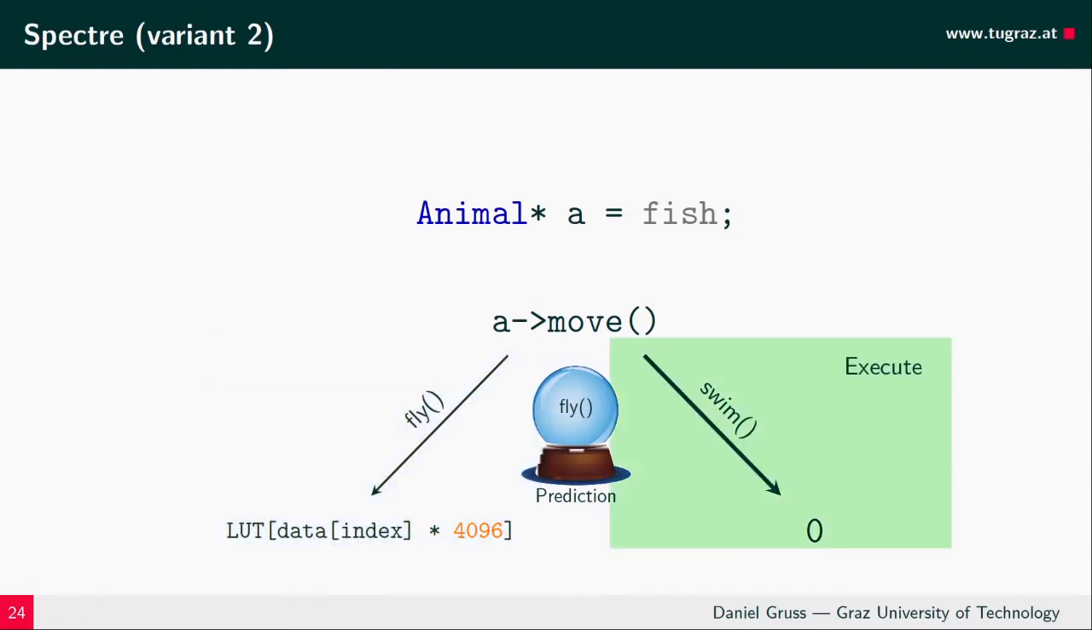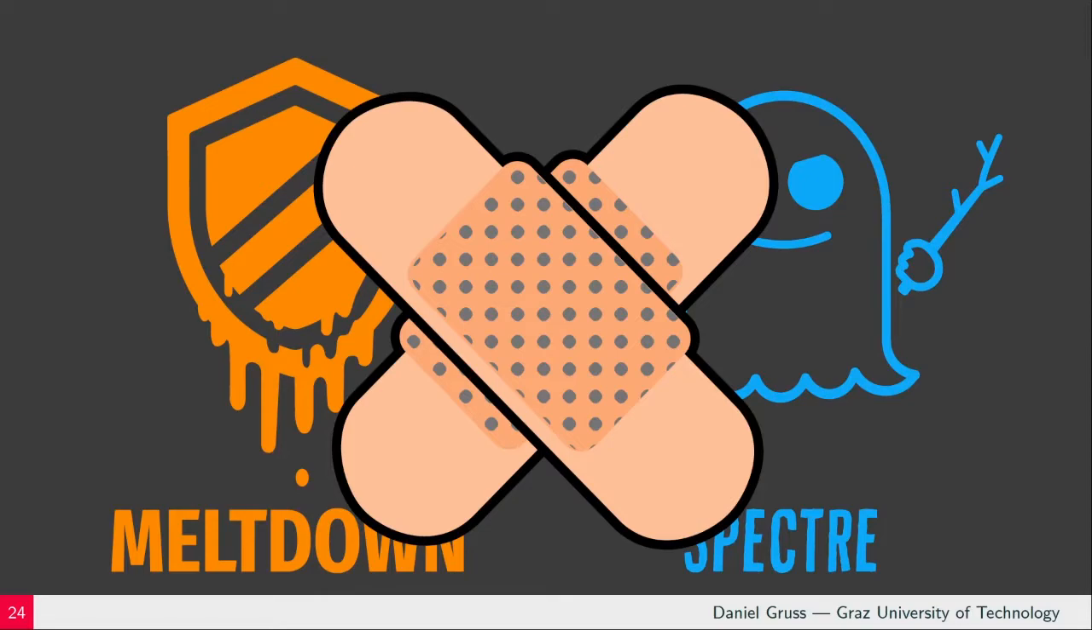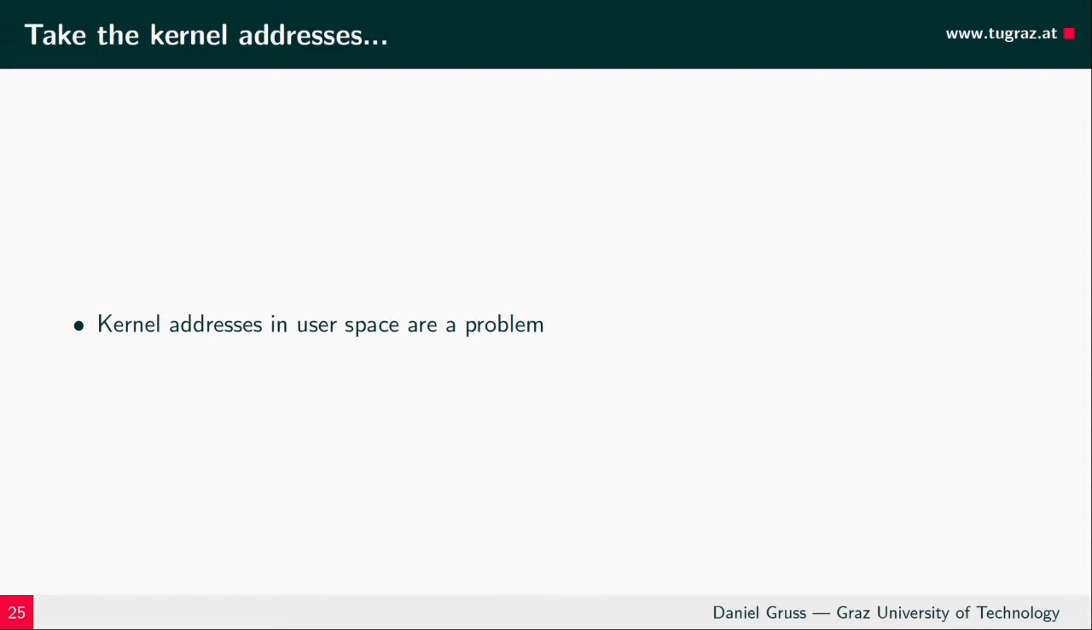Okay, and then of course it executes the other way and trains it the other direction again. So the question is now, how do we patch these issues? One thing that we suggested by the end of 2016 and then also implemented in early 2017, a problem that is not only inherent to Meltdown, but also to many kernel ASLR breaks based on side-channel attacks, is that kernel addresses are mapped into user space.